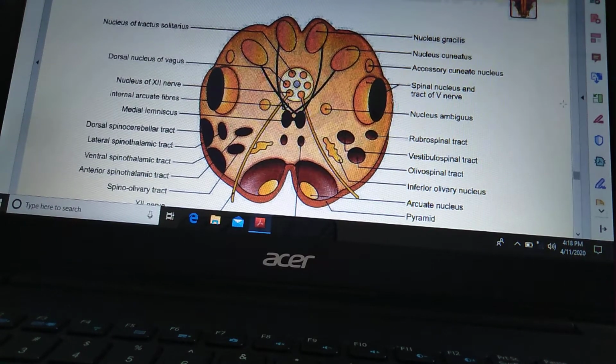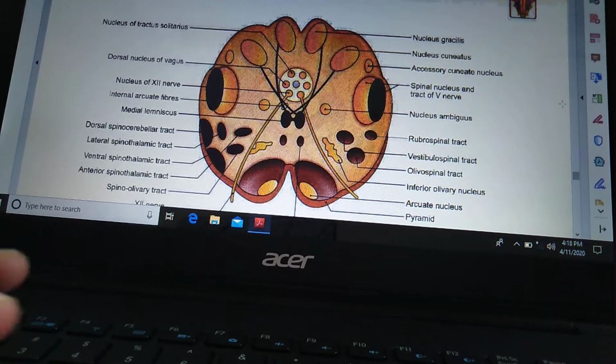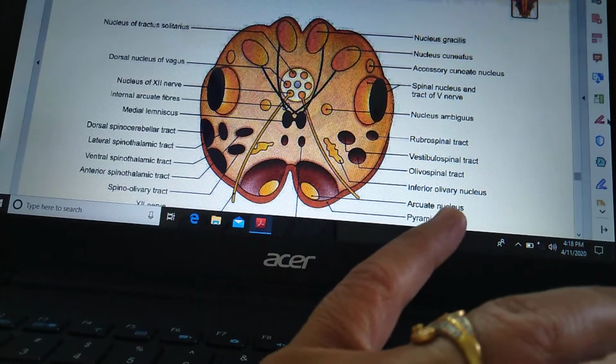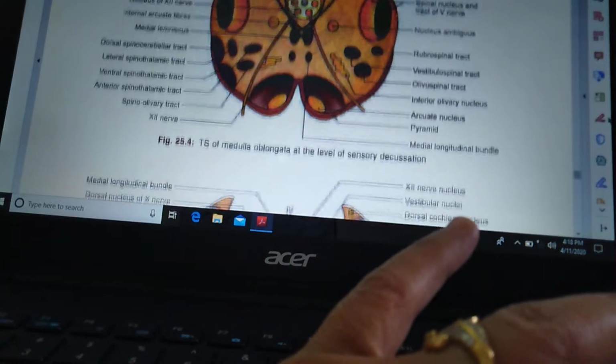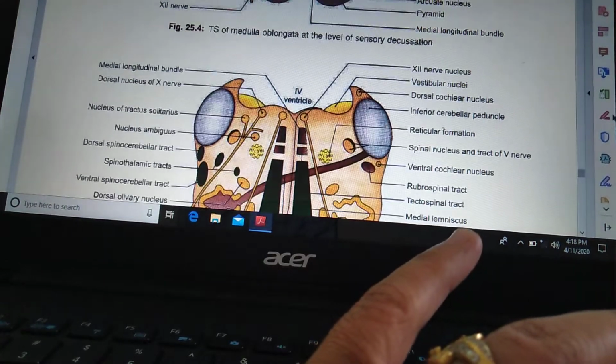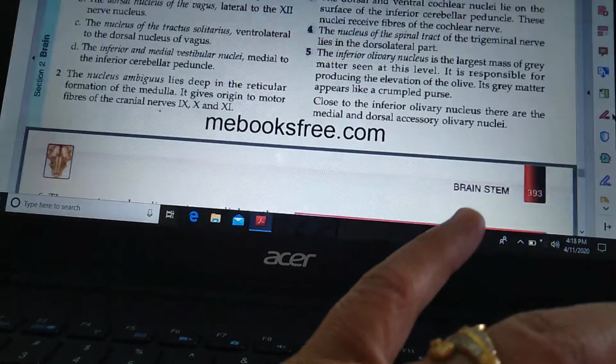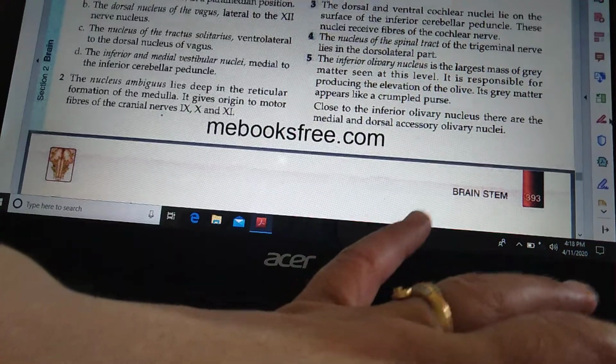And the next and the last is the transverse section through the upper part of the medulla, passing through the floor of the fourth ventricle, right? This is the diagram. Sorry.